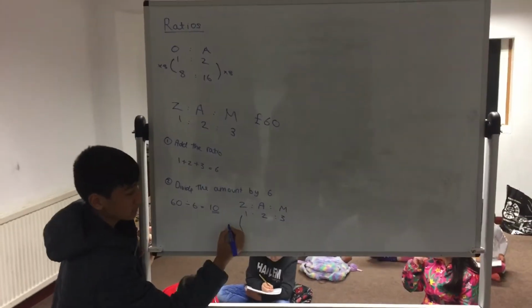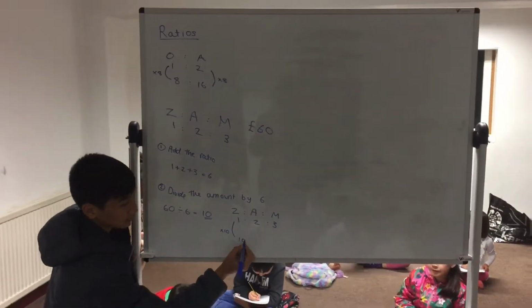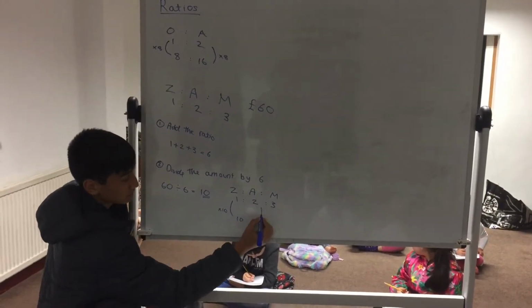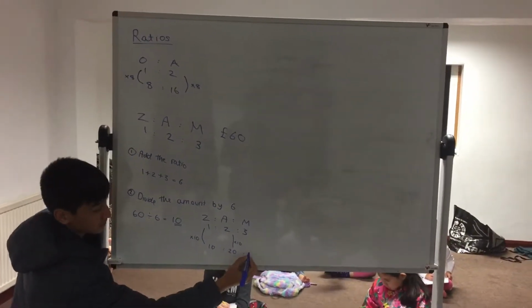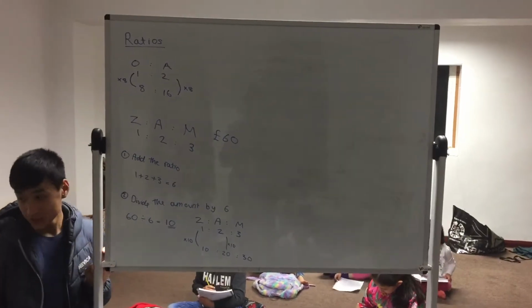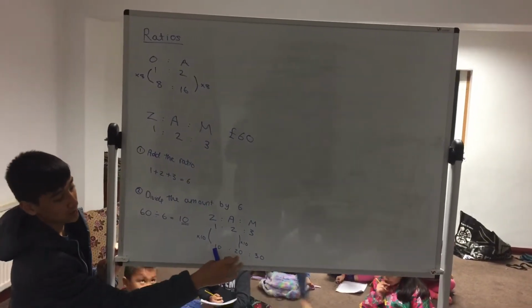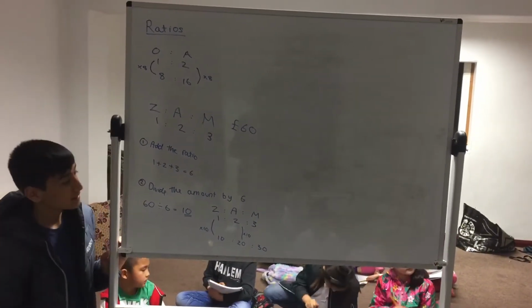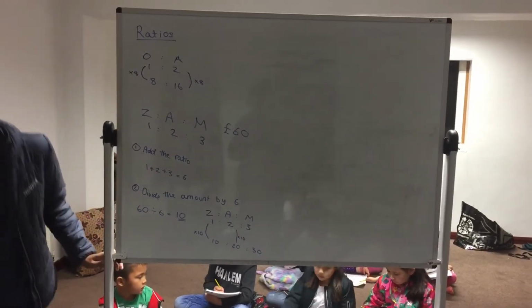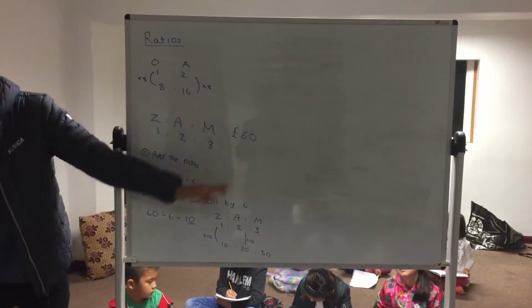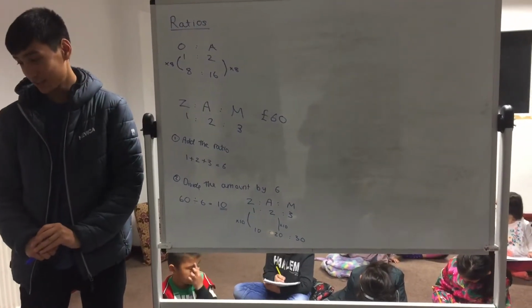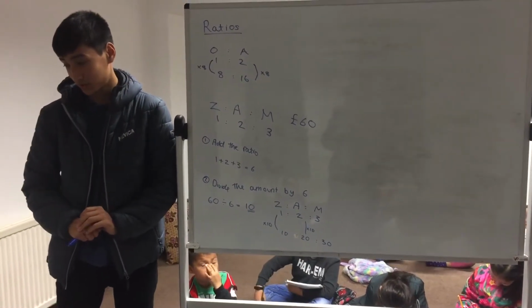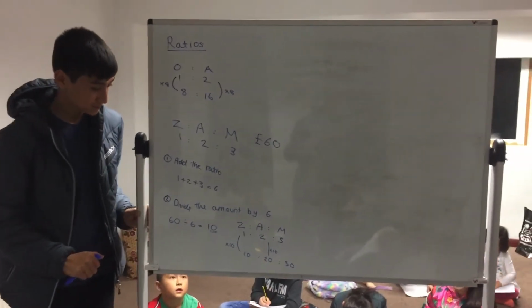What's 1 times 10? 10. Well done. What's 2 times 10? 20. What will the last one be? 30. Now let's check. What is 10 plus 20 plus 30? 60. Exactly. That's how we know that is correct, because the ratio adds up to the first amount. Does everyone understand that? Does that seem simple enough? Yes. Okay, hopefully it does.